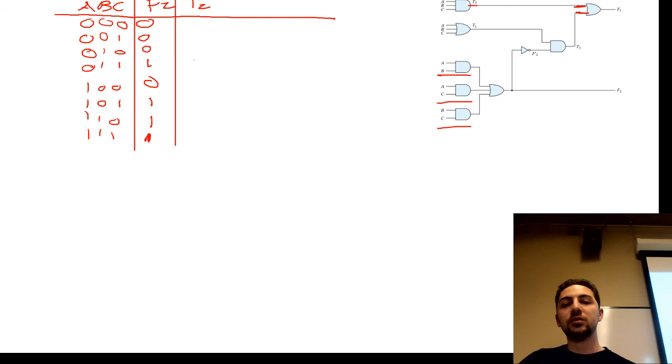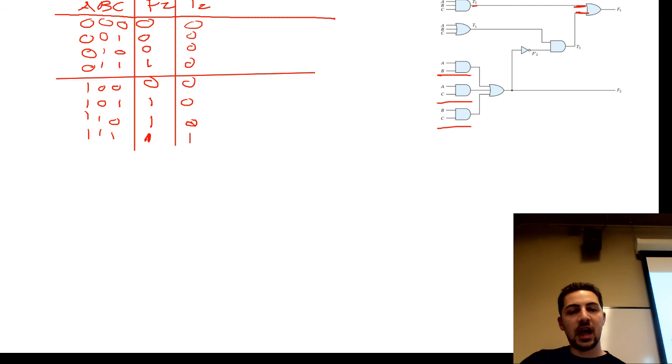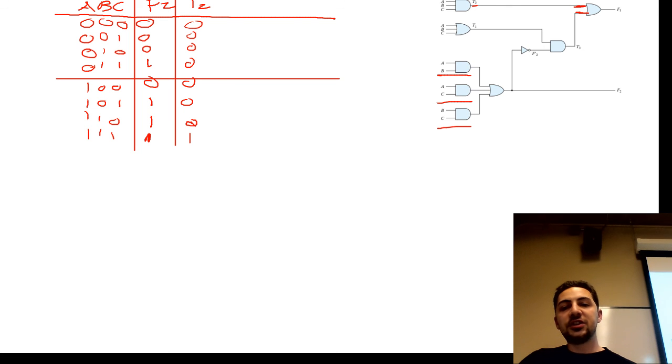So T2 is true when A is 1 and B is 1 and C is 1. What min term is that? It's 7. And 0 everywhere else. That is 0, 0, 0, 0, 0, 0, 0. I'm going to give myself a bit of a line here to keep myself kind of neat. Okay, so now we know T2.